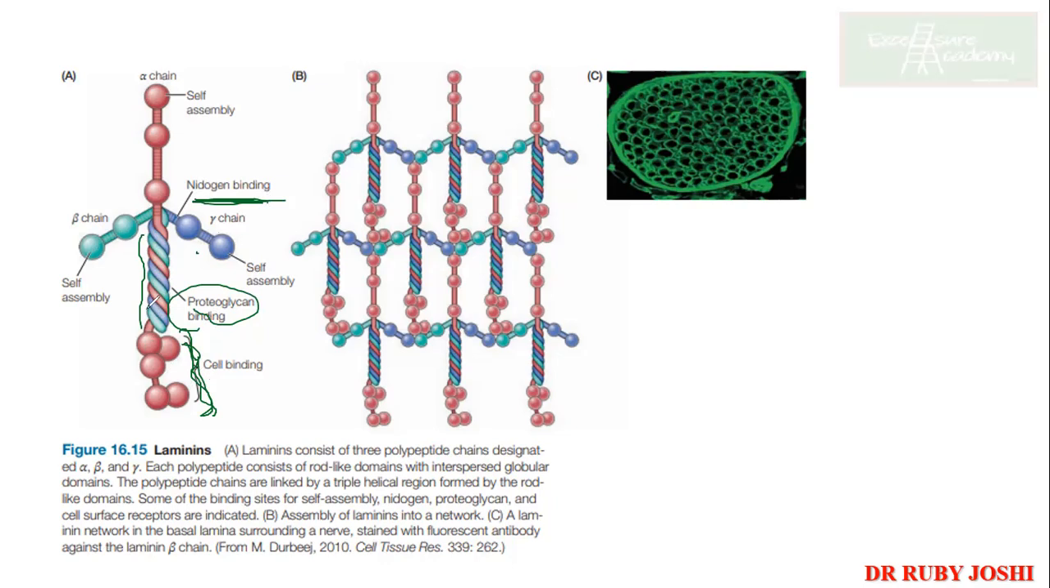So laminins make interactions with the nidogen. Nidogen makes interactions with your type 4 collagen, as well as interactions with the proteoglycan. So this laminin is making a cross network with the collagen as well as the proteoglycans present in the matrix. Clear, guys? Is this figure clear? And now this is showing the assembly of the laminins into a network. So this makes sure that your extracellular matrix is intact.